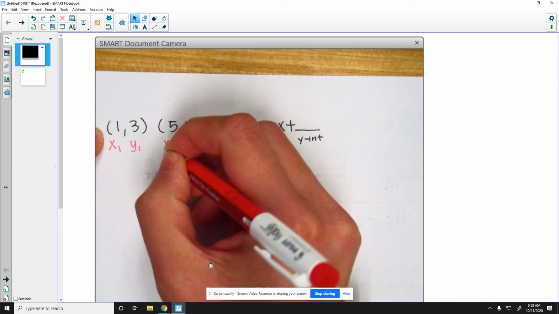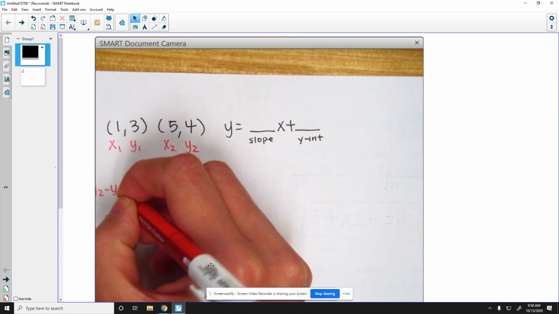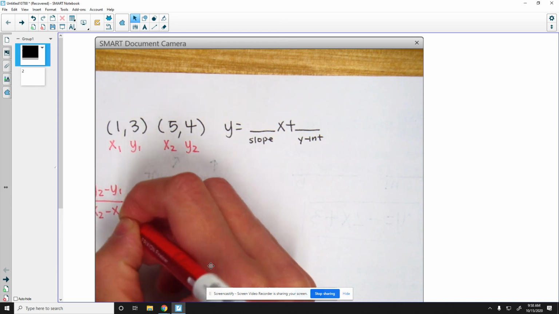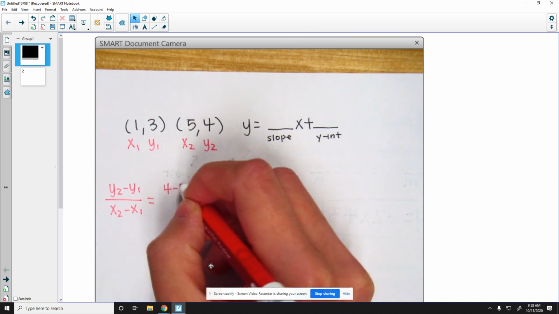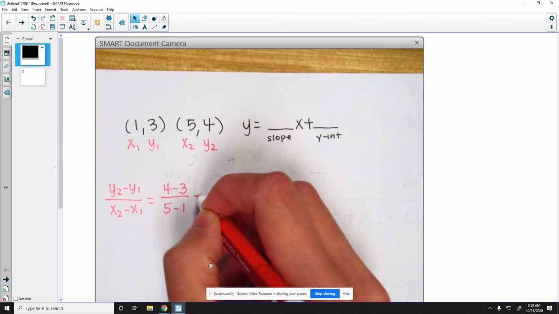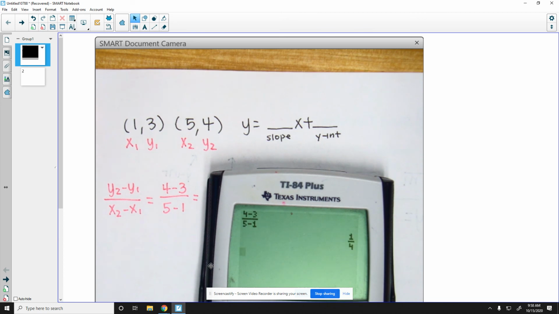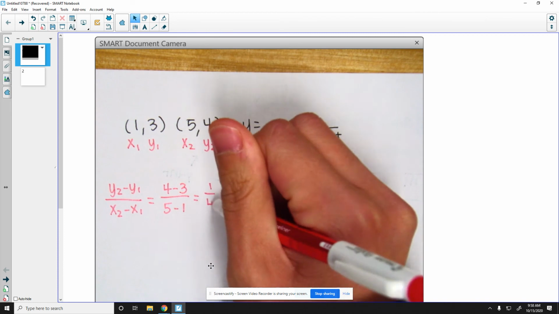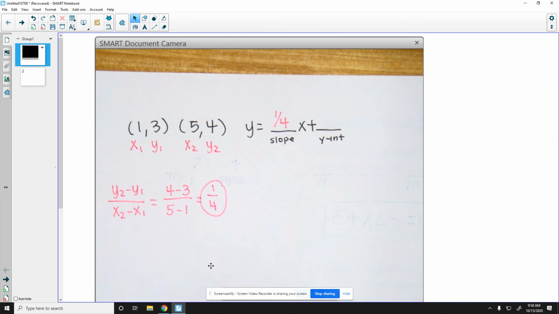X1, Y1, X2, Y2. Plug it in your slope formula. Y sub 2 minus Y sub 1 over X sub 2 minus X sub 1. So you get 4 minus 3 over 5 minus 1. The math is a little bit easier, but just maybe double check in your calculator just in case. You get 1/4. Okay, so your slope is 1/4. I know my slope is 1/4. Yay, I'm halfway done.